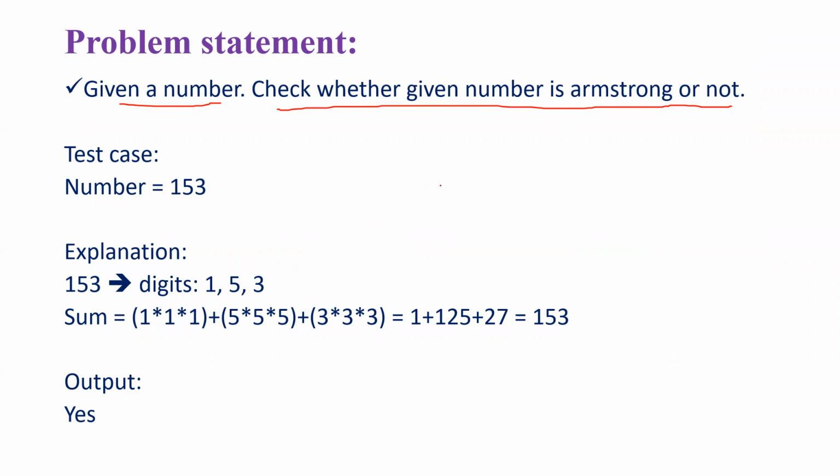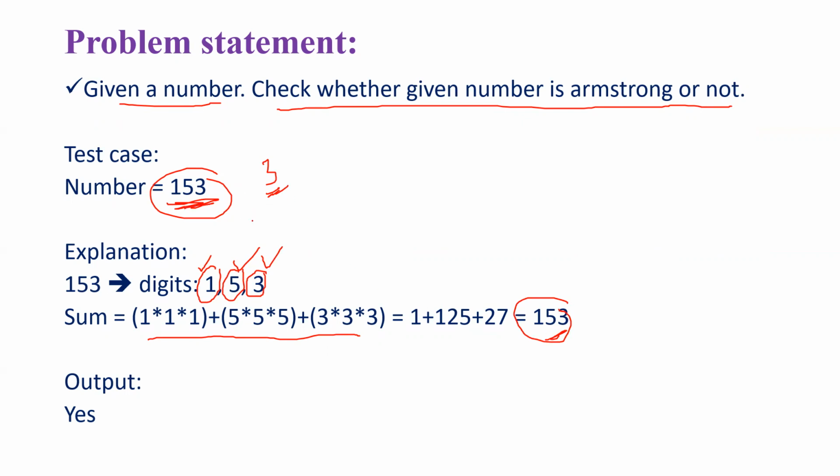Observe the test case and you will get clarity. This is the test case, 153. What is the count of the digits? The count of the digits is 3, right? And what are the digits involved in it? 1, 5 and 3. Now you need to raise 1 to the power of 3, 5 to the power of 3, and 3 to the power of 3, sum all those values, and check whether that sum is equal to the given number or not.